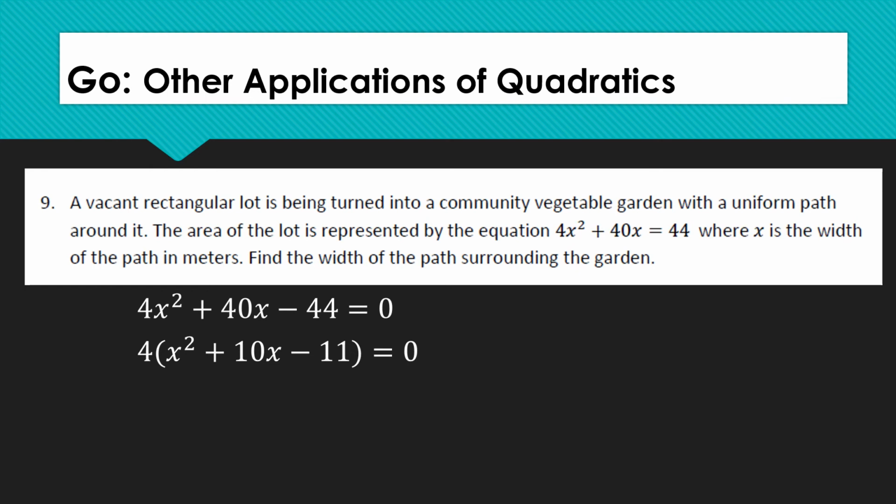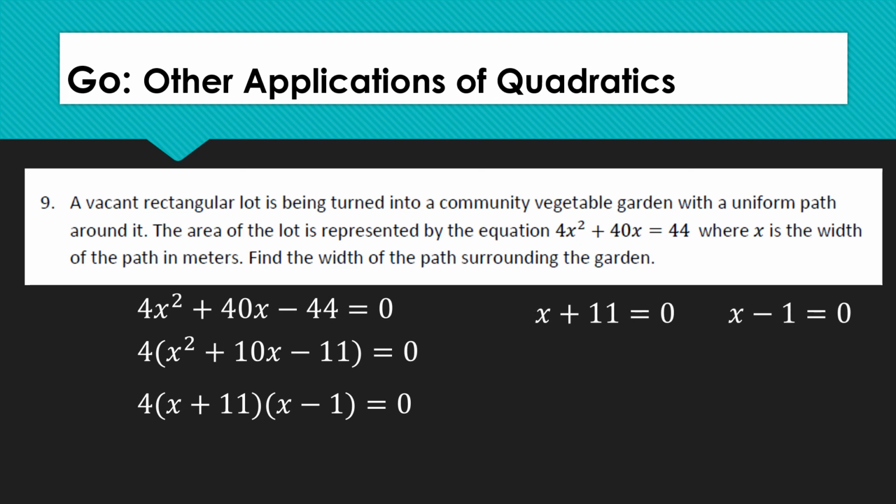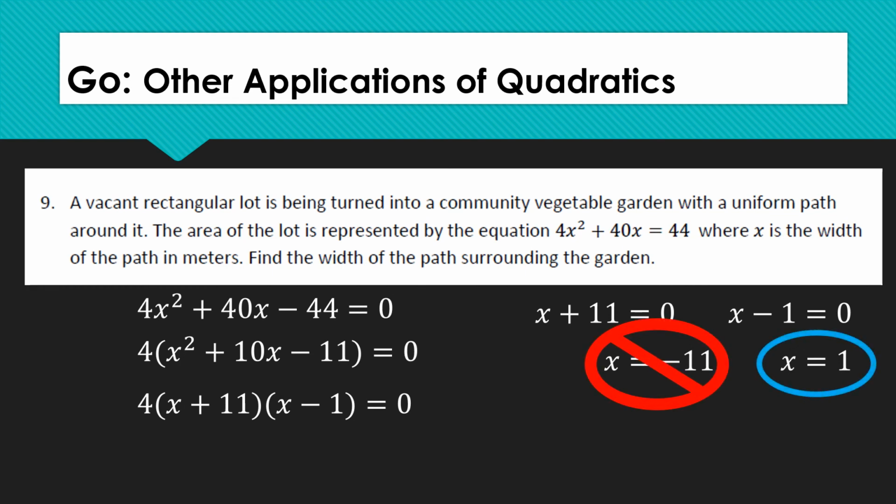The next thing we're going to do is factor our trinomial, which will result in 2 linear factors, x plus 11 and x minus 1. We're going to solve for x using the zero product property. So we're setting each of the linear factors equal to 0, and using inverse operations, we will get our two values for x.